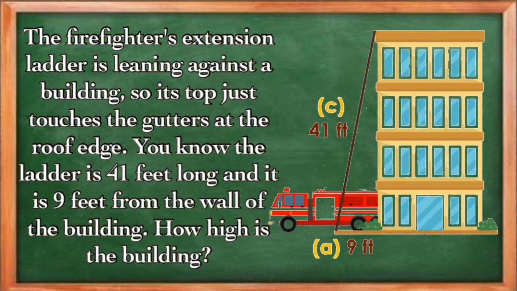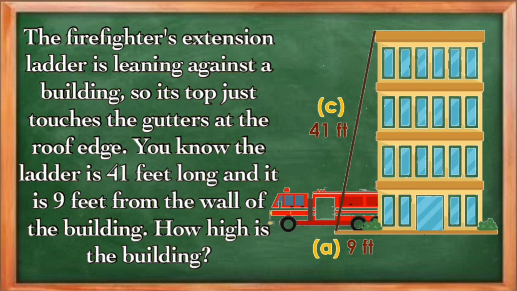Now let's apply the Pythagorean theorem in problem solving. For example, the firefighter's extension ladder is leaning against a building, so its top just touches the gutter at the roof edge. You know that the ladder is 41 feet long and its base is 9 feet away from the wall of the building. How high is the building?